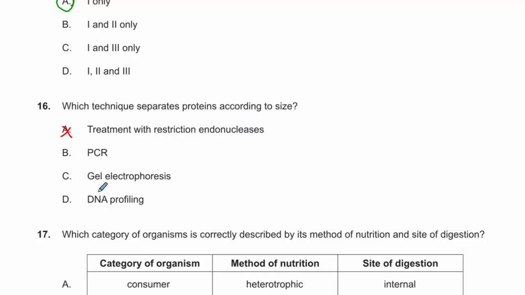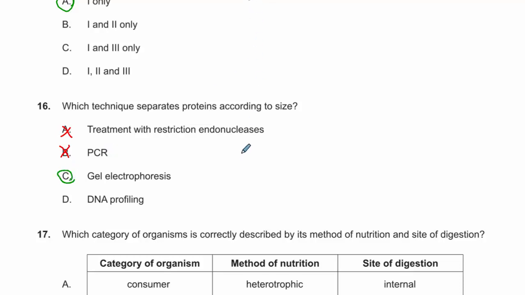B, PCR, that's polymerase chain reaction, and it's used not to separate something but to copy something, and that something is DNA. So it's used to make lots of copies of DNA, so it doesn't have anything to do with proteins. C, gel electrophoresis, and that is of course the correct one.